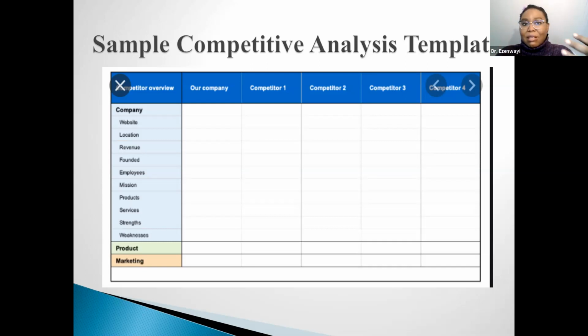It is this simple, where you have your own company, because it's important that you put information about your own company, and then competitor 1, 2, and 3, sometimes up to 4, but nothing more than 5, I would say. You're putting as much information as you can find on them. Sometimes you find their revenue, sometimes you don't, depending on how big or small the organization is, and what types of products they have or sell. What about their services? What would you consider their strengths?